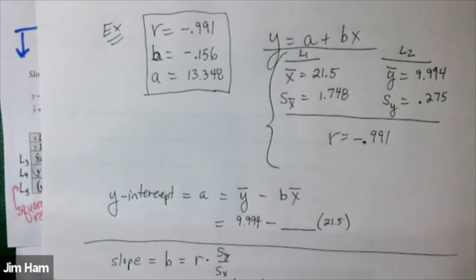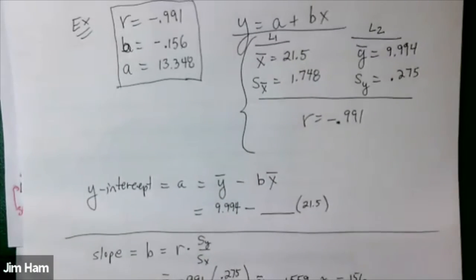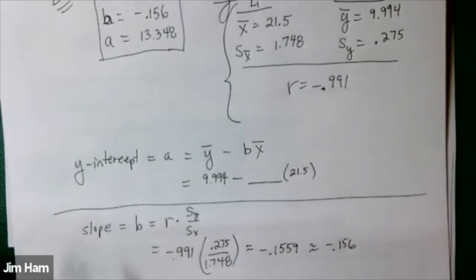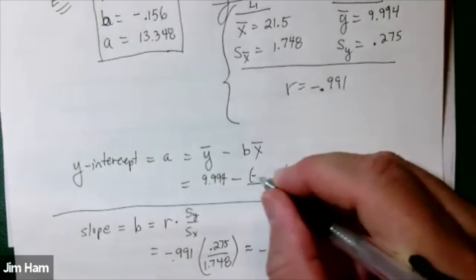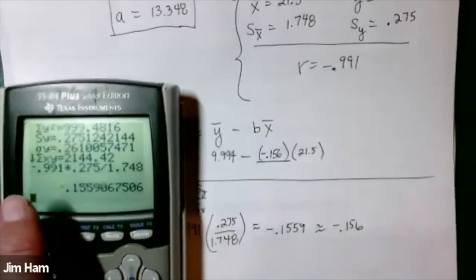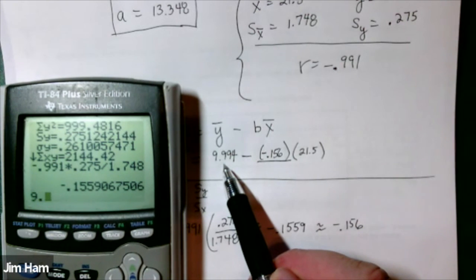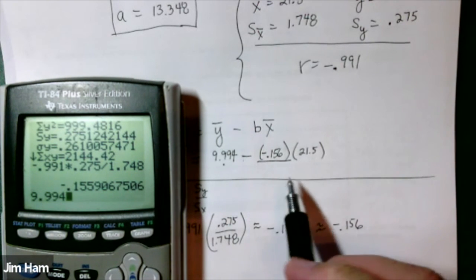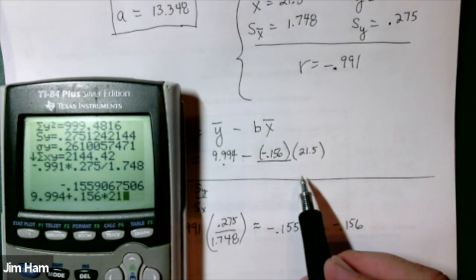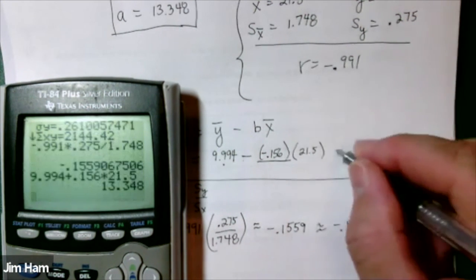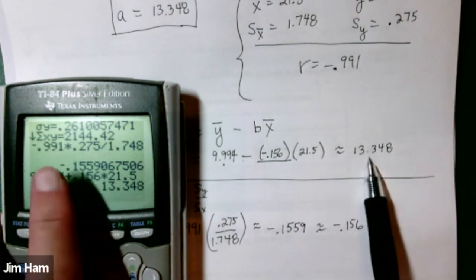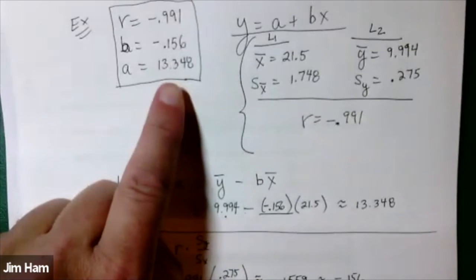So they're showing you the relationship between the means and standard deviations of the individual data sets and the correlation coefficient, and how they can be used to calculate the slope and the y-intercept. Now that we know this number is negative 0.156, we can put it in and evaluate here: 9.994, a negative and a negative is a positive, they cancel one another out, 0.156 times 21.5. And this is about 13.34. Notice that that's the same value as our y-intercept up here.